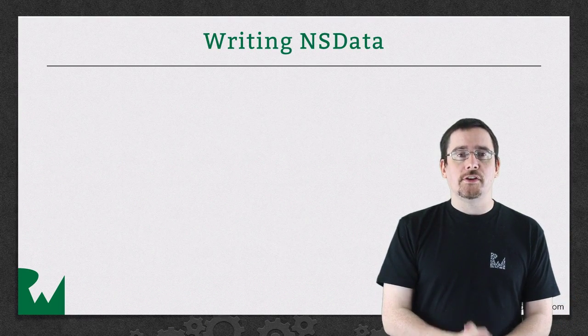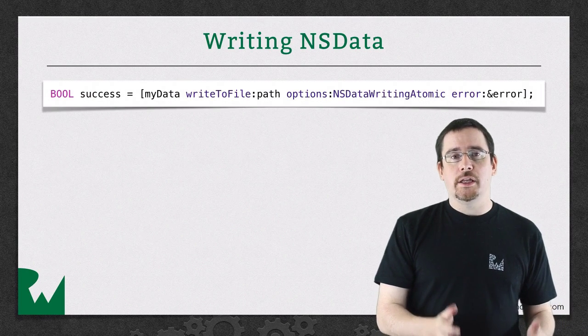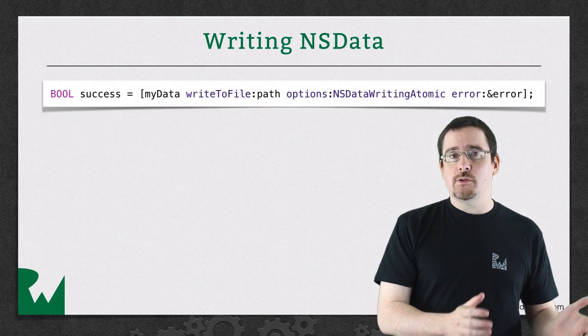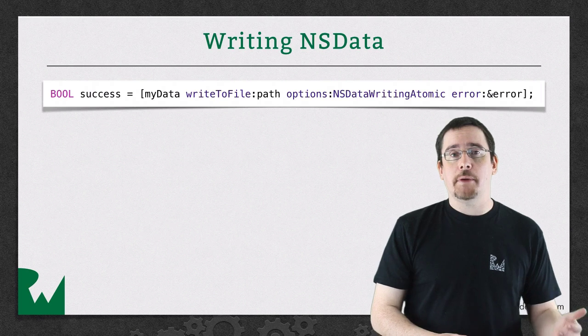Saving NSData out to disk is relatively simple. NSData provides a method called writeToFile, and it takes 3 arguments. And the first argument is a path. So you're going to provide an absolute path of where you want this file to be saved to. And you just saw exactly how to create that path.